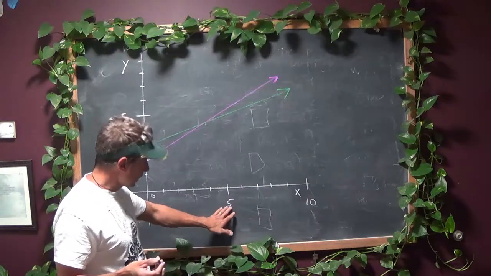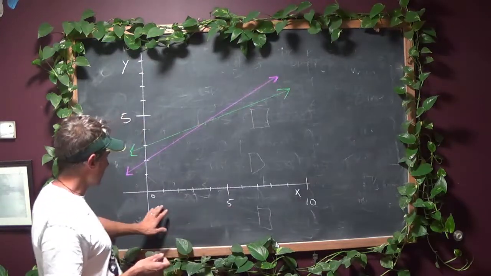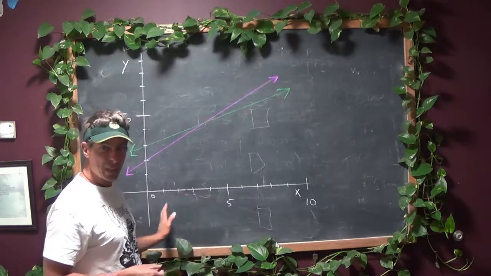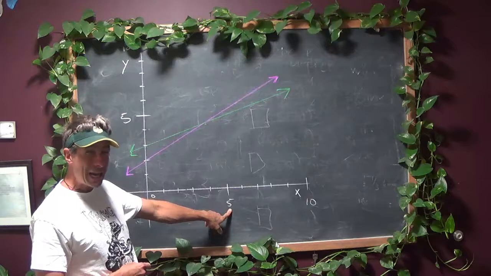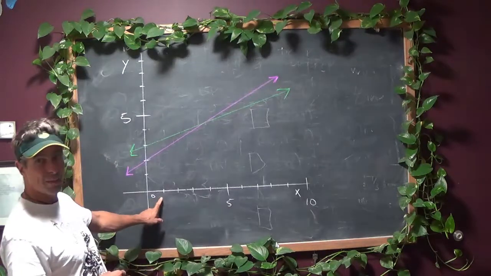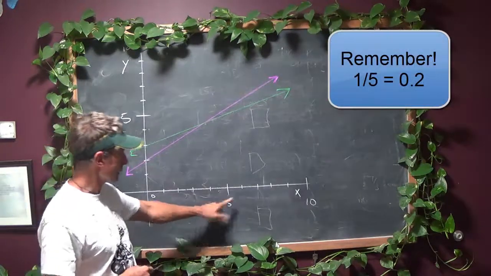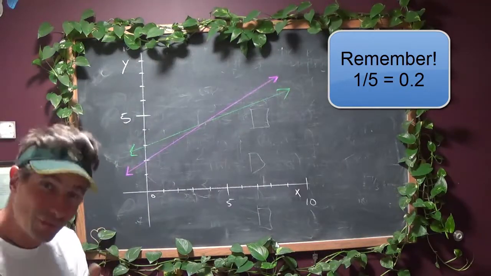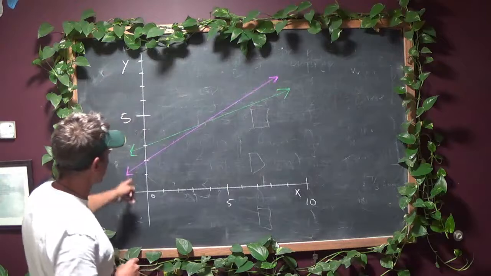If, for example, this were 10, each of the tick marks would be 2. 2, 4, 6, 8, 10. If this were 100, they'd each be 20. If this were 1, they'd each be 1/5. 0.2, 0.4, 0.6, 0.8, and so forth. So you want to make sure you look at that. Also, look at the vertical to make sure it matches.